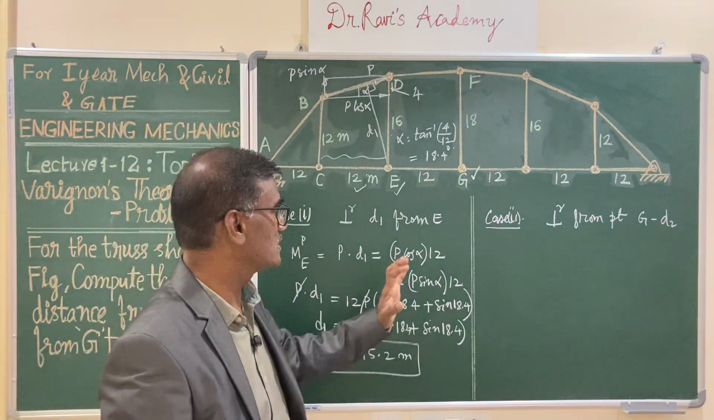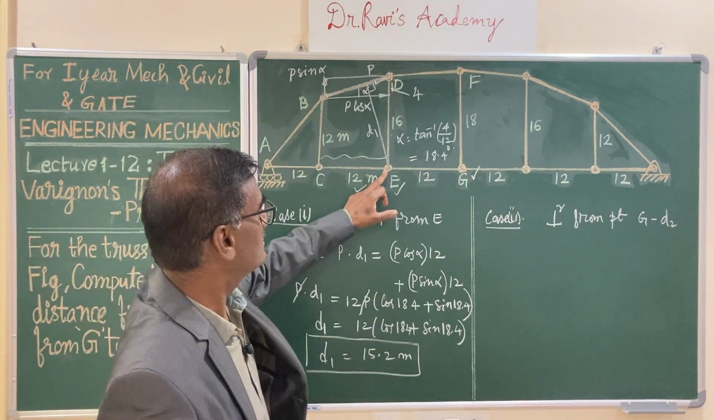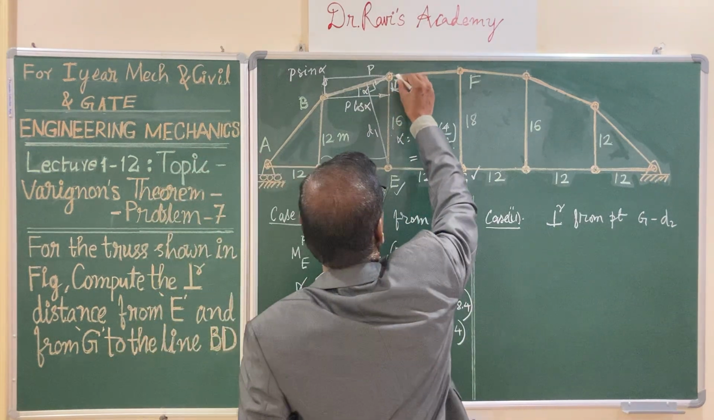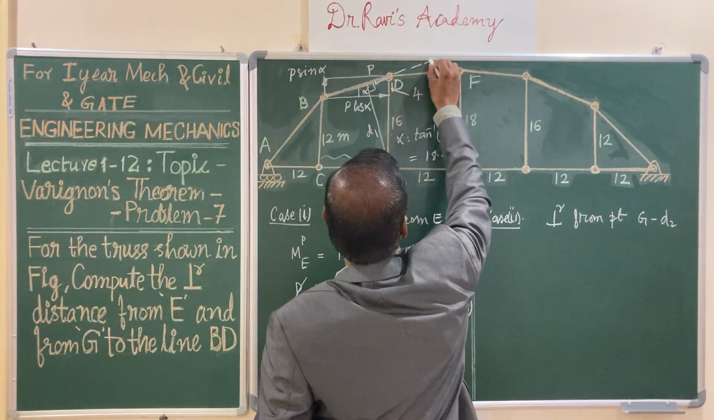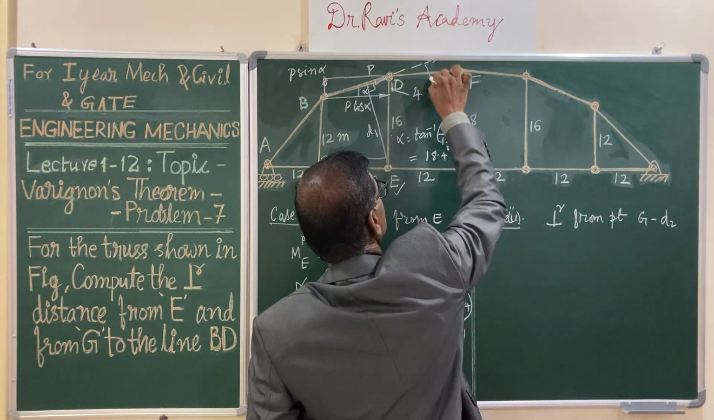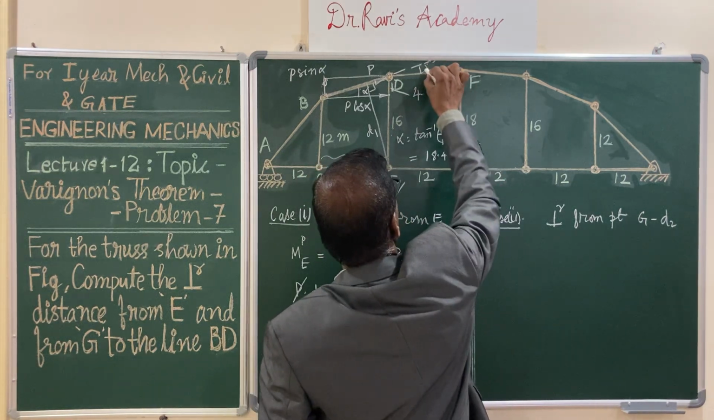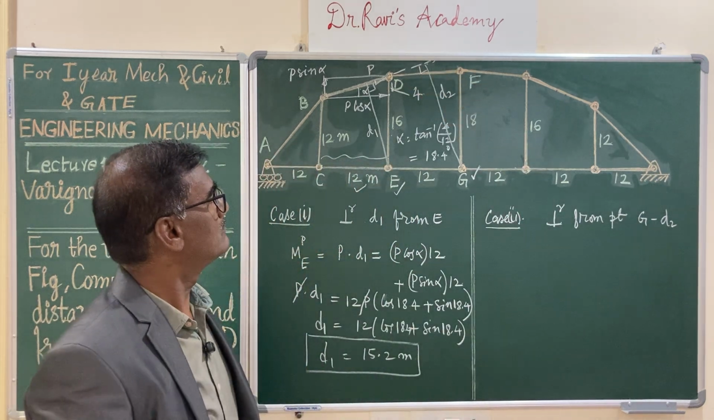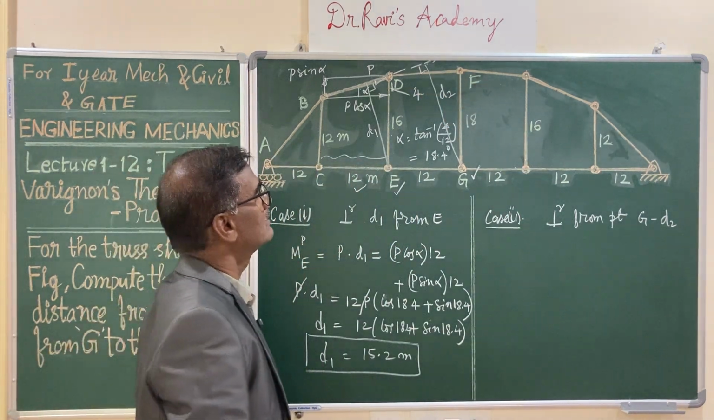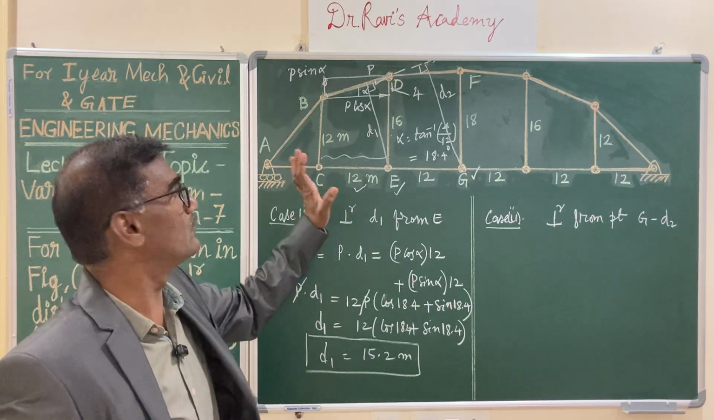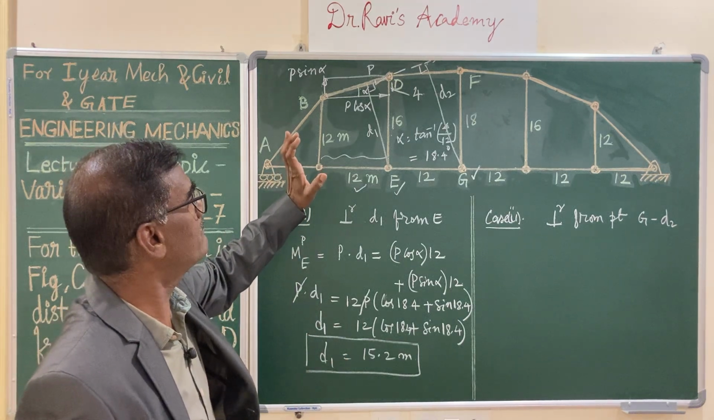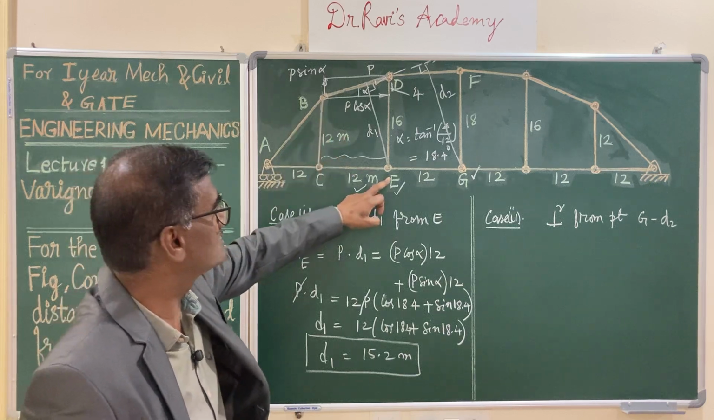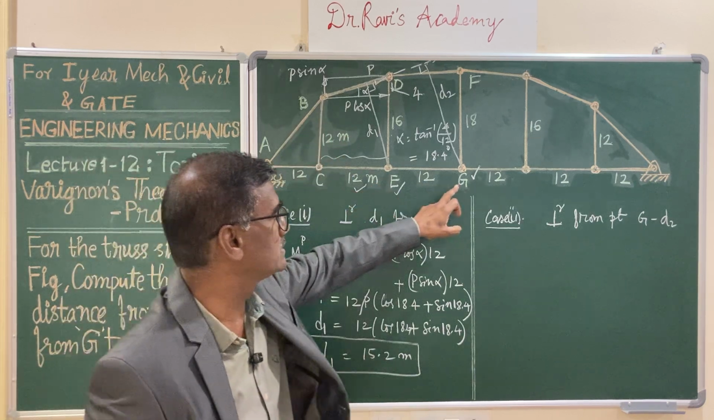Now let us look at case 2. He has changed the point. He is asking about G. So let us extend the force, assuming the same force. Let us extend it, and he is asking for this particular distance. It is the perpendicular distance. Let us call it D2 with the moment center as G. You are writing the moments, and for the same force the components remain the same, that is P cos alpha and P sin alpha. The only change is that you have changed the moment center from E to G.